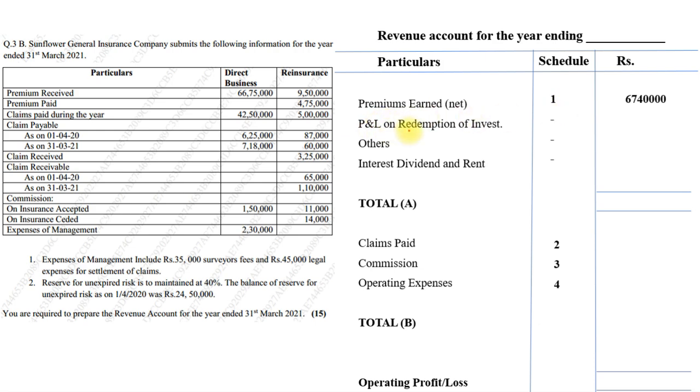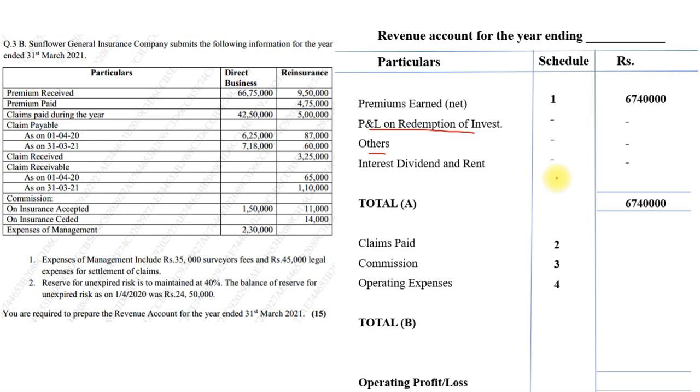Next, profit or loss on redemption of investment. If you look here, I've given you premium, claims, commission, and expenses, and adjustments are also given. There's nothing related to your investment redemption, so it's nil. There's no other income also which has been given. It's all expenses and claims which have been given in the question. No interest, so everything goes nil, nil, nil. The total of your income side is 67,40,000.